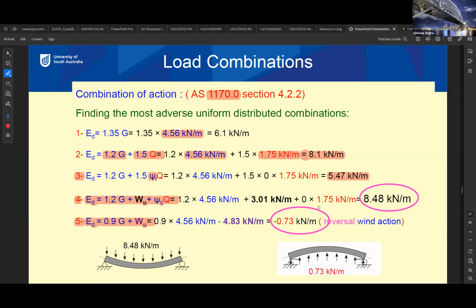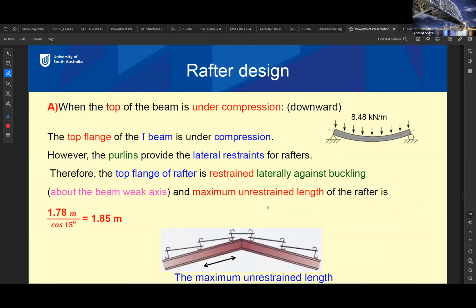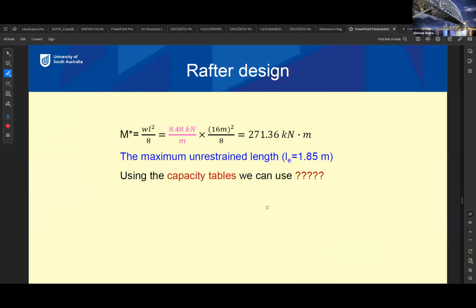You mentioned before, Erin, sorry, Joseph, that there is a question to discuss. What if we apply the critical load combination? So what are the critical load combinations in this example? Number 4 and number 5. Okay. Yeah, number 4 and 5. Okay. So now the next step is to design the beam.